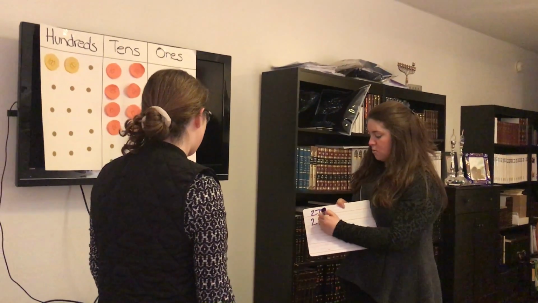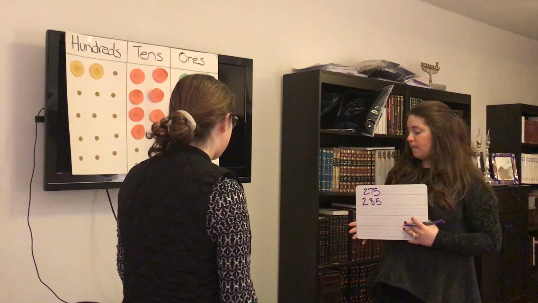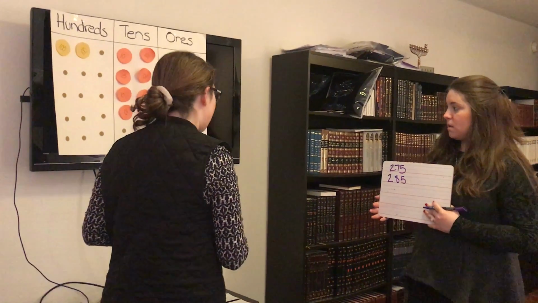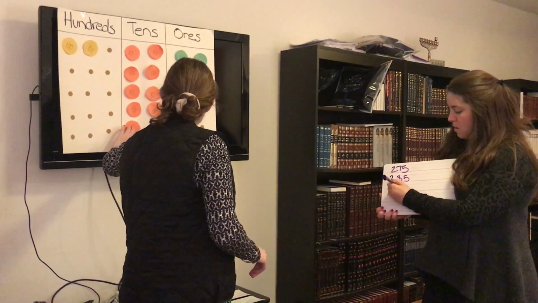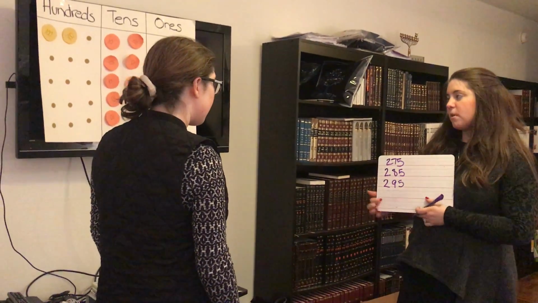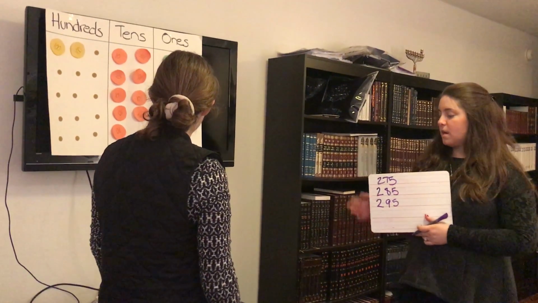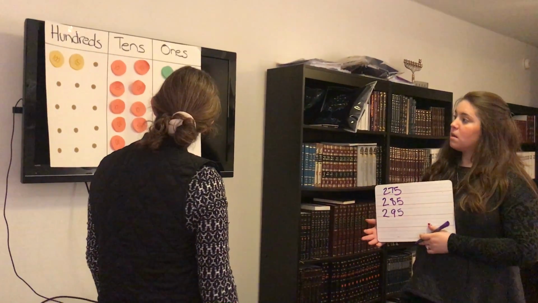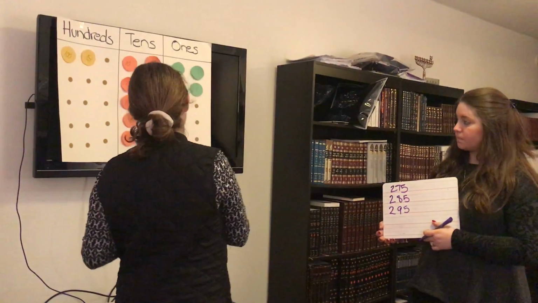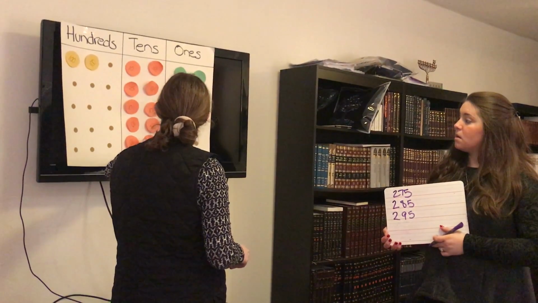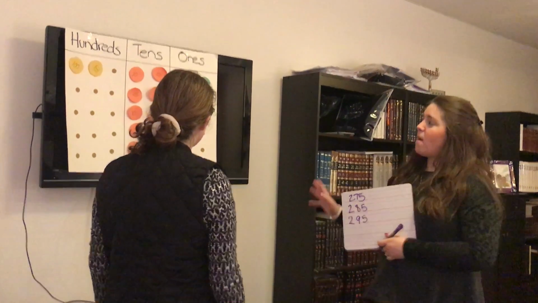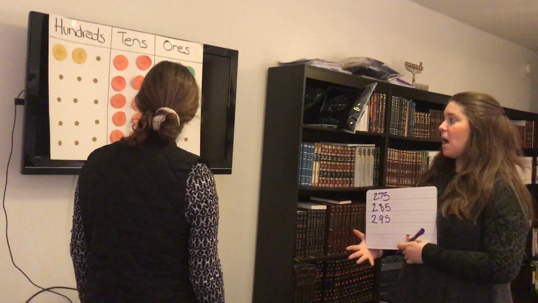85. Excellent. Can you count on another 10? Yeah. What would that give us? 295. Awesome. Amazing. What about one more 10? Can you count on one more 10? What would that give you? That would be 395. So my board has something in each of my columns.